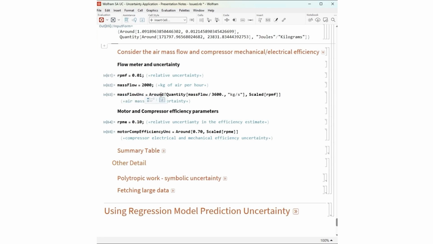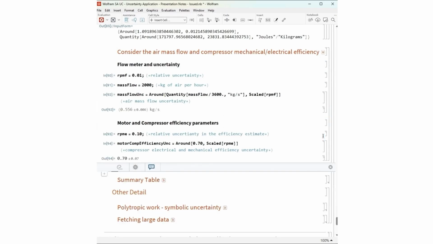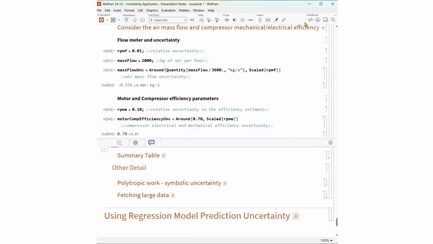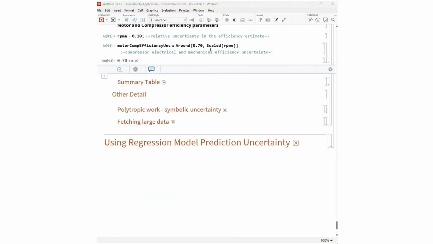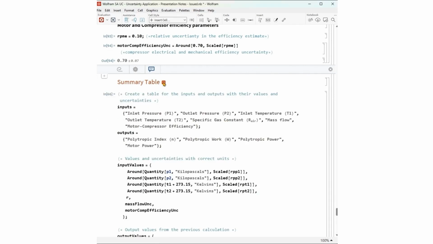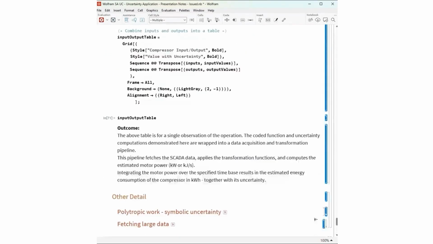The mass flow and its uncertainty can be computed as follows. There's also a motor and compressor efficiency of 70%, as well as the uncertainty in that efficiency. Just compute those. So let me quickly compute the values and create a table specifying the quantities, the mass flow, the output values, and so on. With that, you'll have a table of values for this one observation.